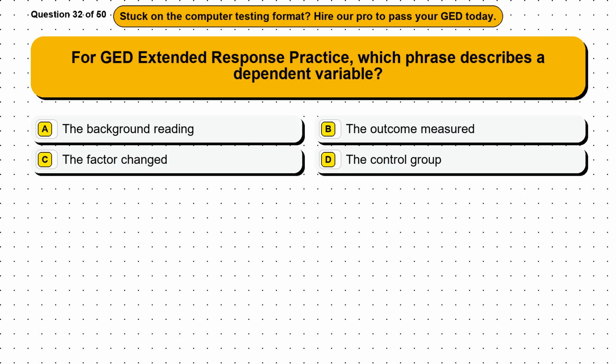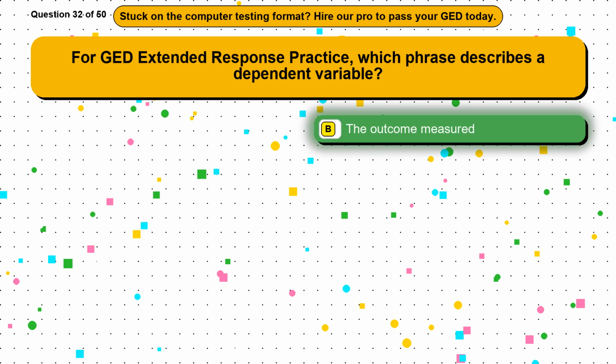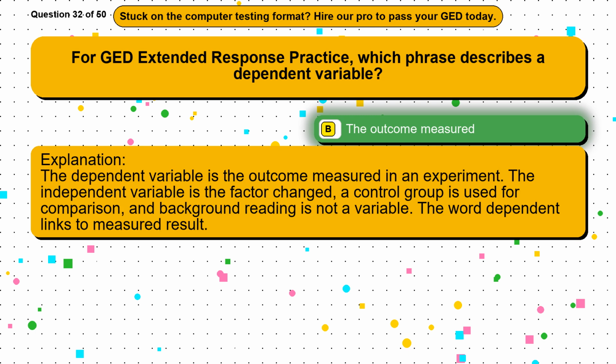Question 32. For GED Extended Response Practice, which phrase describes a dependent variable? Option A. The background reading. Option B. The outcome measured. Option C. The factor changed. Option D. The control group. The correct answer is option B. The outcome measured. The dependent variable is the outcome measured in an experiment. The independent variable is the factor changed, a control group is used for comparison, and background reading is not a variable. The word dependent links to measured result.